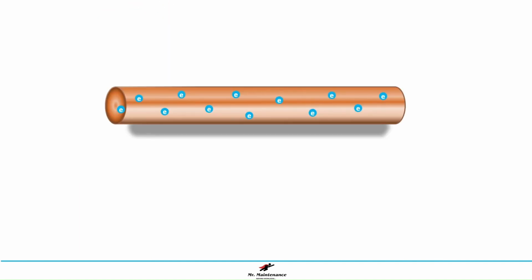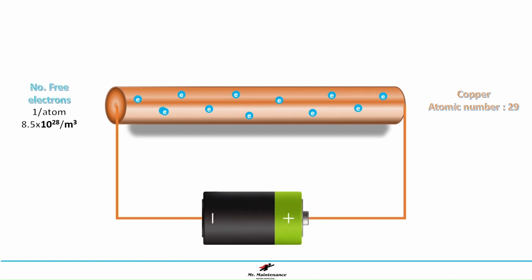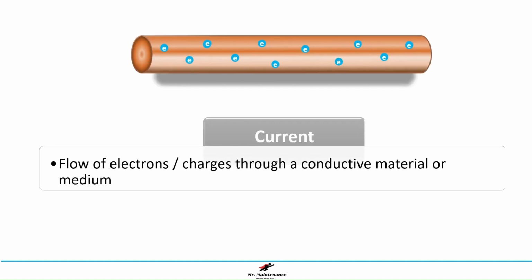Let us consider a conductive material with free electrons in its outermost shell. What happens if we connect a battery to this copper wire? The free electrons in the copper atoms will start moving in a random manner. And why is it happening? The battery connected to the wire creates an external force that forces the free electrons to flow, in the same way the water flows from the tank. The random flow of free electrons in a conductor or a conductive medium is called current.